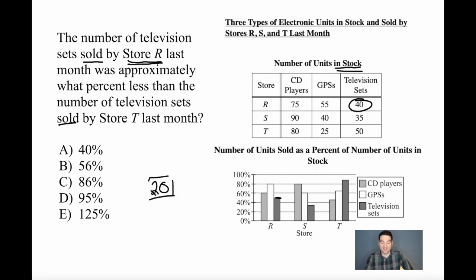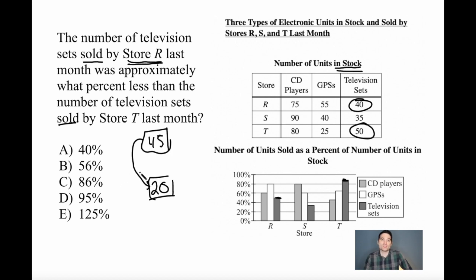Okay. Now, as for store T, right, they had 50 TV sets in stock, and they sold what percent of that? Well, it looks like 90% of that. What's 90% of 50? Use your calculator on this if you don't know. It's 45. So then the question is, what percent less is 20 than 45?